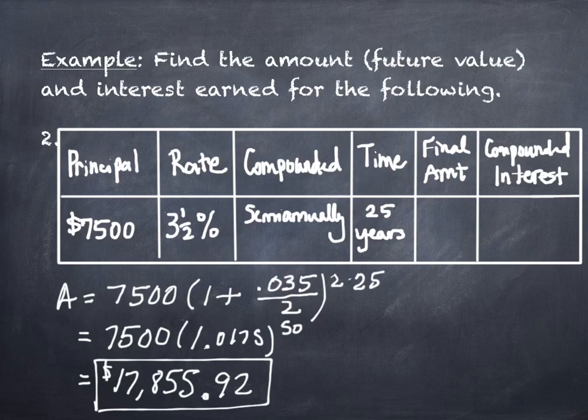So this is the final amount. So if you went today and you put $7,500 in a bank that gave you 3.5% compounded semi-annually and you didn't go back for 25 years, when you went back in 25 years, that money would have grown to $17,855.92. Okay? So that value right there is what goes in that first blank.